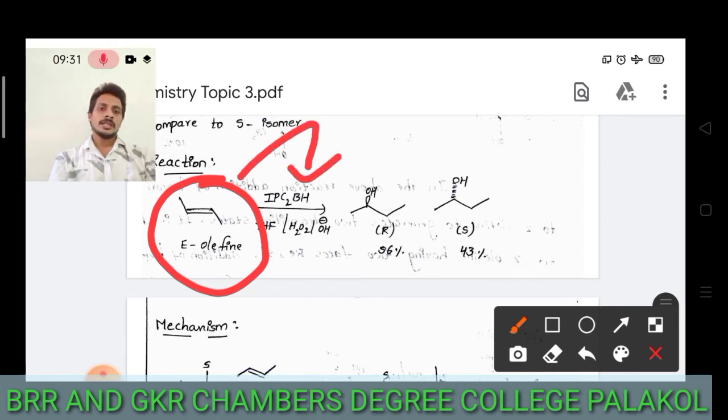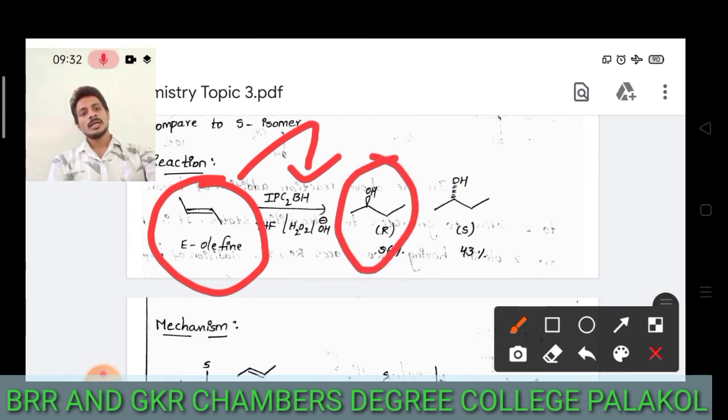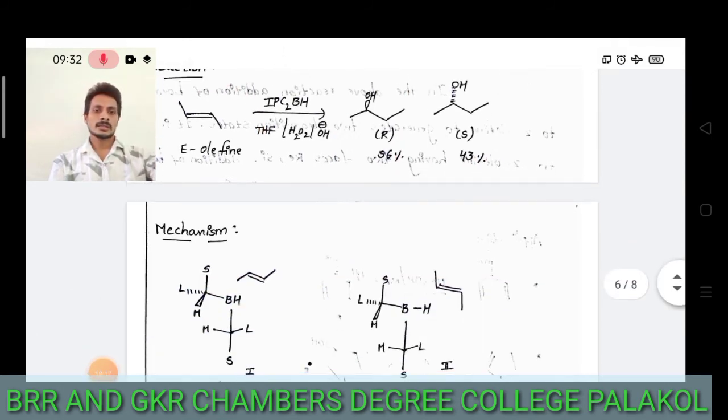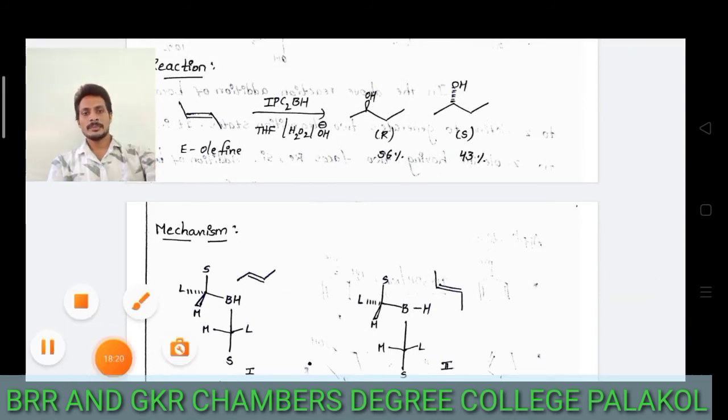When the E olefin system is treated with IPC2BH, it undergoes a hydroboration reaction to give alkyl boranes. The formed alkyl boranes are treated with hydrogen peroxide in basic medium to give two different alcohols: the R alcohol at 56% and the S alcohol at 43%. Next, we study the mechanism.